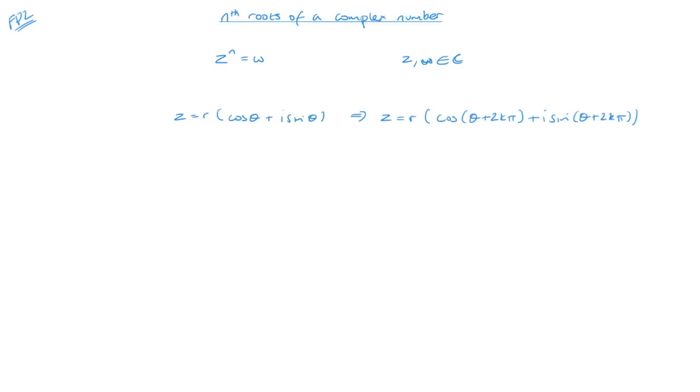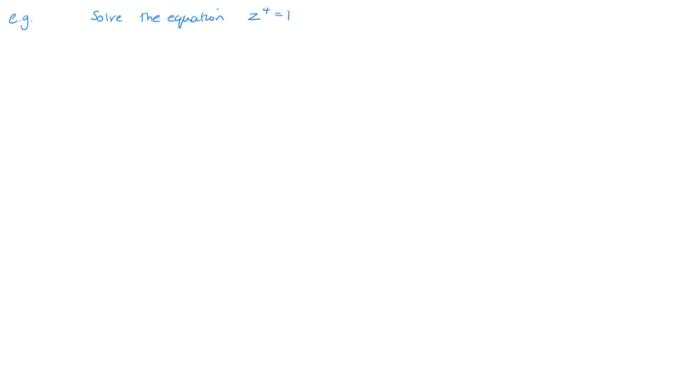Obviously when k equals 0, we get this. And when k equals 1, that's just a full rotation on, isn't it? So it gives me the same answer, but of course it's a slightly different complex number, though equivalent. So that's what we're going to use to be able to solve equations of this form. Let's start with a nice straightforward one. We're going to solve the equation z to the power 4 equals 1.